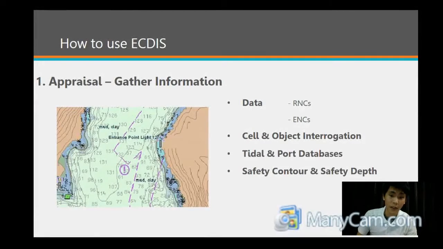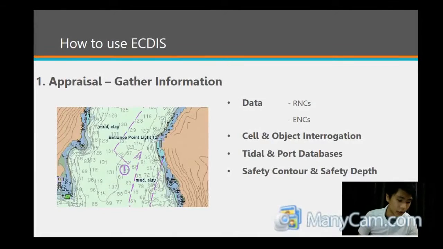1, appraisal, is the gathering of information. There are 2 types of data. They are RNCs and ENCs. RNCs are scanned from actual paper charts, but ENCs are vector charts, which give more detail, like depth of water, buoys and lights. So without data, an ECDIS system is useless. The quality of the data within it is the basis of navigational safety.